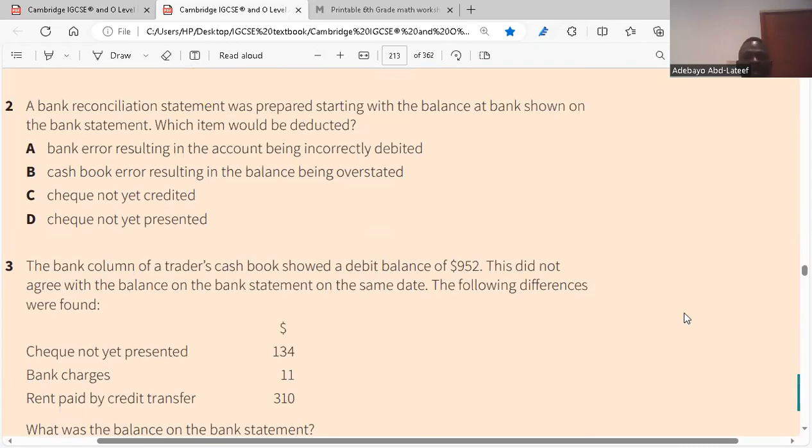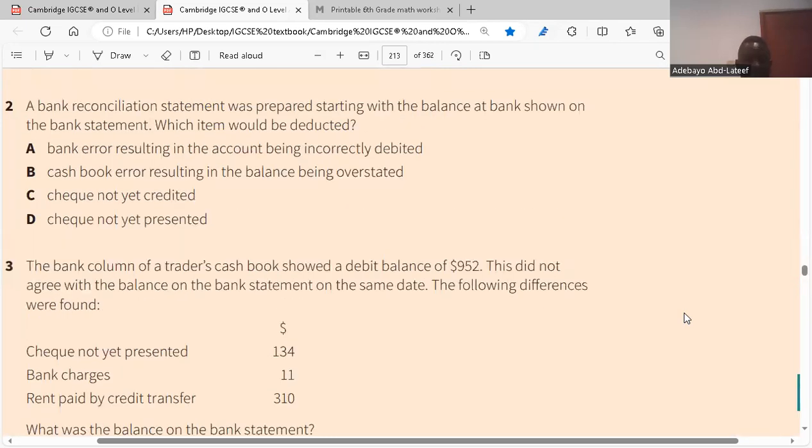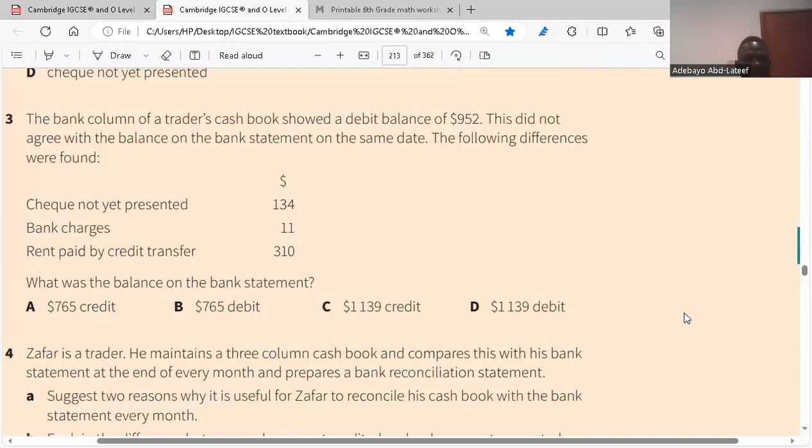A bank reconciliation statement was prepared starting with the balance at the bank shown on the bank statement. Which item would be deducted? Unpresented check, not yet presented. So the answer is D. Deducted, D, not yet presented. So we go to question 3.